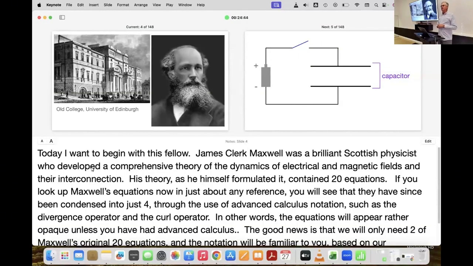And that's something you don't get to in calculus until probably your third or fourth year. So what I've tried to do, the way I've put this together, is to say, let's go back to Maxwell's equations, and all we need is 2 of them. And the notation in those 2 will be somewhat familiar to you based on what we talked about. So we'll get to that. So that's the good news. Again, if you look up Maxwell's equations and try to understand it all at once, it's rather opaque.